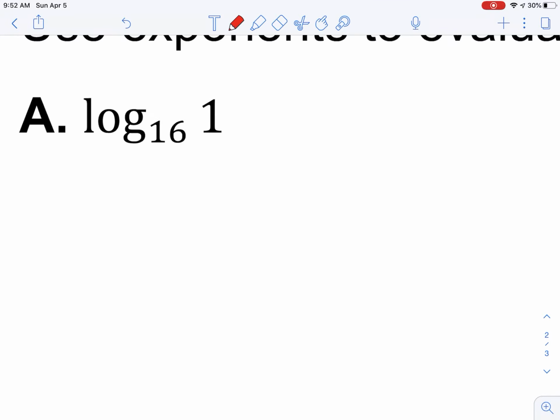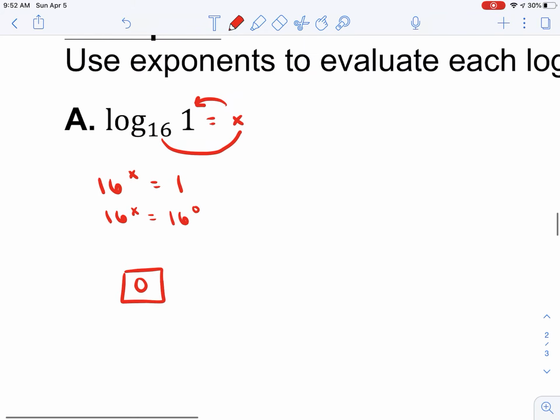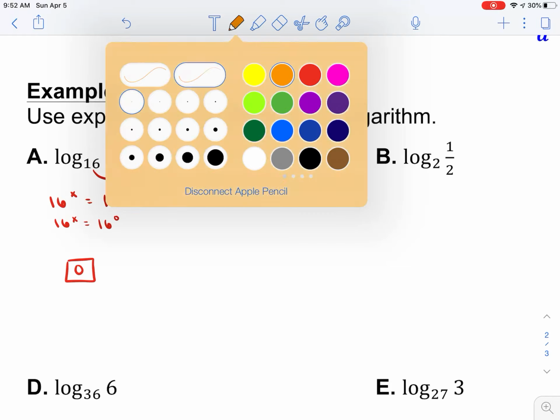If you look at the question for part A, you're going to see 16 to some power equaling 1. 16 to the x power equals 1. If you remember your exponents very well, you should remember that anything to the 0 power is 1. If you don't remember that, you're going to be really struggling with this one, because you would want to get the same base here, and the only way you can do that is by remembering that 16 to the 0 power, anything to the 0 power, is 1. So this is really just a fact you have to have memorized. Anything to the 0 power is 1.